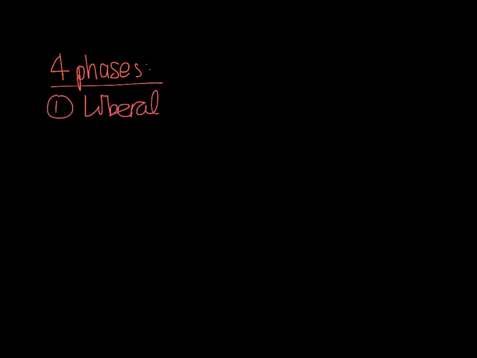All right, now we will get to the phases of the French Revolution. So as I was saying, historians have divided the French Revolution into 4 phases, and let's take a really quick cursory look at them. The first phase is called the liberal phase. It lasted just a couple of years.